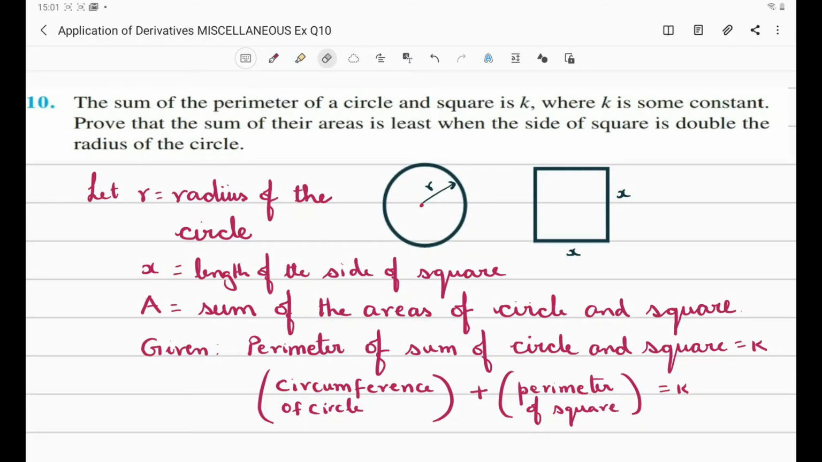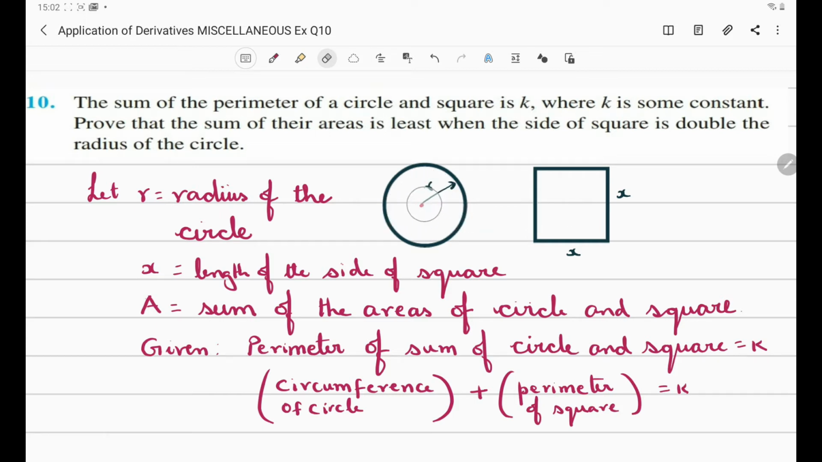Hi everyone, in this session we will discuss question number 10 of miscellaneous exercise, application of derivatives. The sum of the perimeter of a circle and square is k, where k is some constant. Prove that the sum of their areas is least when the side of the square is double the radius of the circle. So here we have a circle and a square.